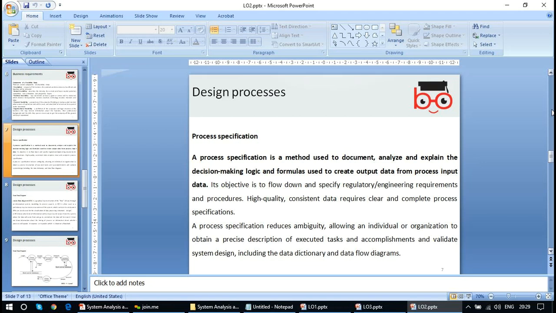And what is the design basically? Design is creating the requirements, or converting the requirements into diagrams.